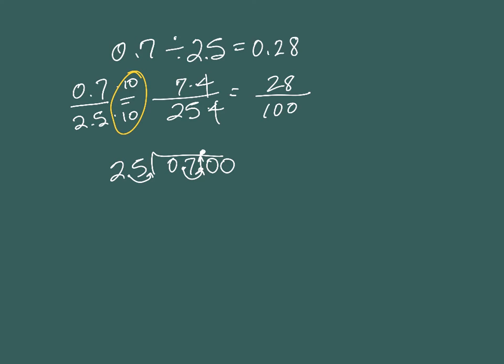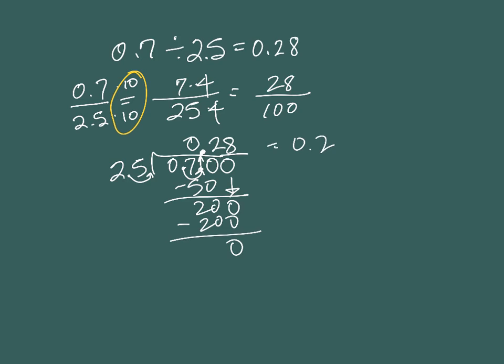So 25 goes into 7 0 times. 25 goes into 70 2 times, which is 50. So 20 and bring down the 0. 25 goes into 200 8 times. And so my answer is 0.28 or 28 100ths, which is the exact same answer I got before.